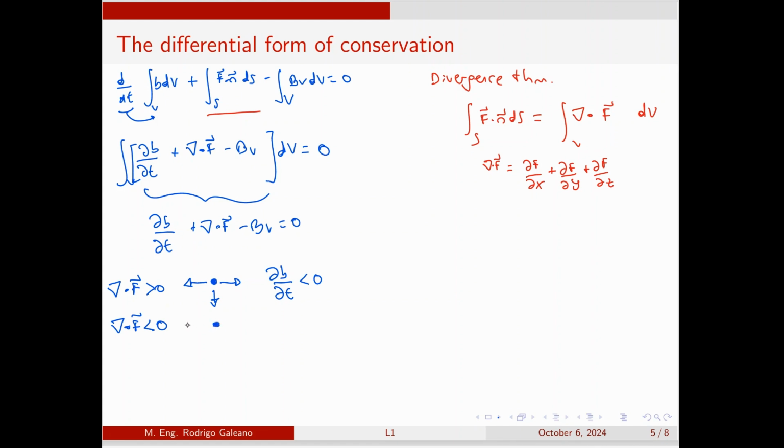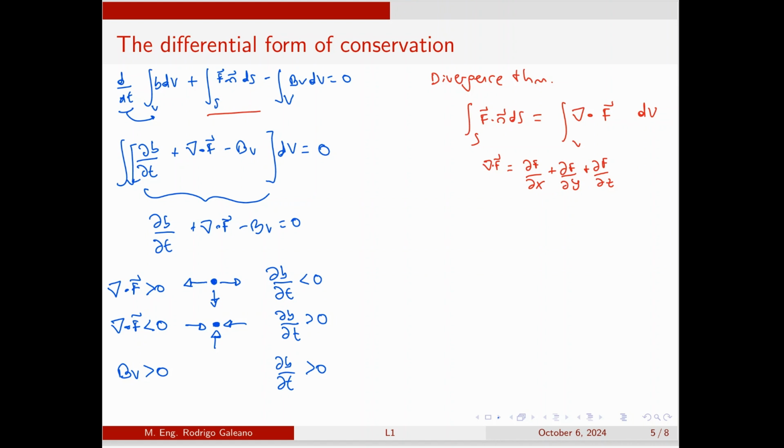Now, if the vector field is such that it has negative divergence, then that means if we analyze the surrounding of a point, that point acts as a sink. All the vector fields are converging to that point, and then the equation says that the concentration should increase with respect to time, which makes sense because we have more and more fluid, more and more energy, more and more mass, so concentration should increase with respect to time. Also, if the generation term is positive, then dB/dt should also be positive. We are creating mass or heat, and then the concentration should increase.